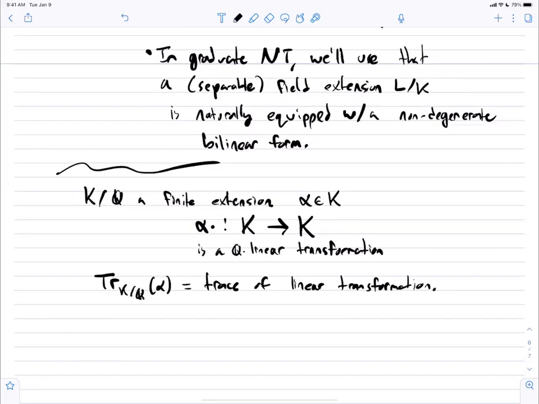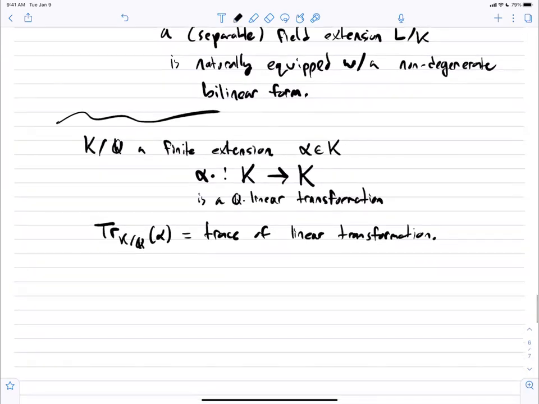One way to think about it is that it's the sum of all the eigenvalues in an algebraic closure. That's too fancy a way to think about it. If you write down a basis for K as a Q vector space and then write down the matrix of alpha, then you're just adding up the entries on the diagonal. Okay, so good. And this satisfies lots of nice properties. I mean, it's additive: trace of alpha plus beta is trace of alpha plus trace of beta, and so on. So we'll see some other things, but let me write that down.